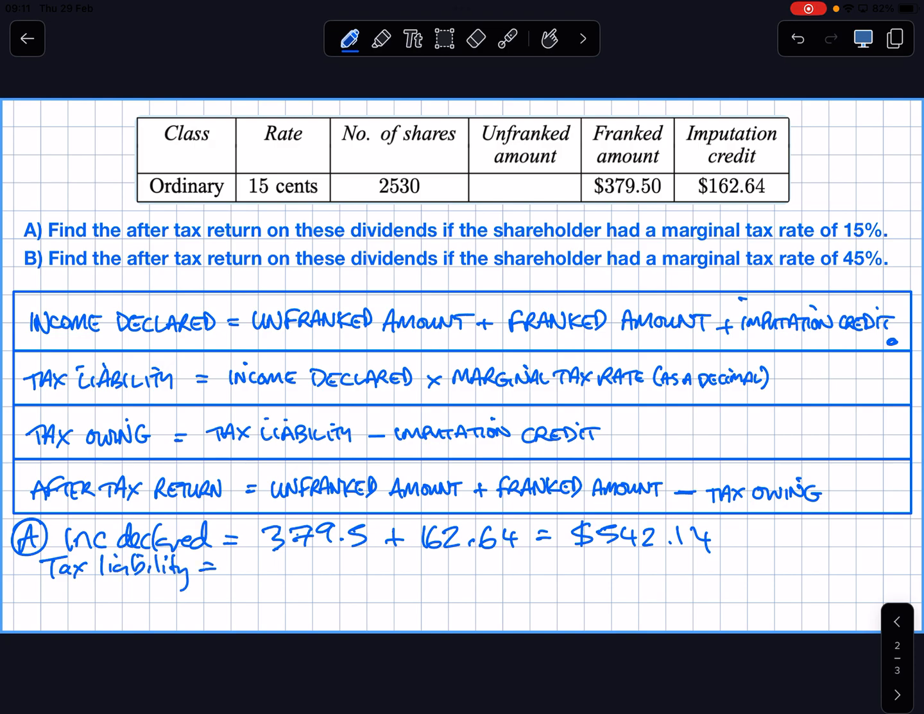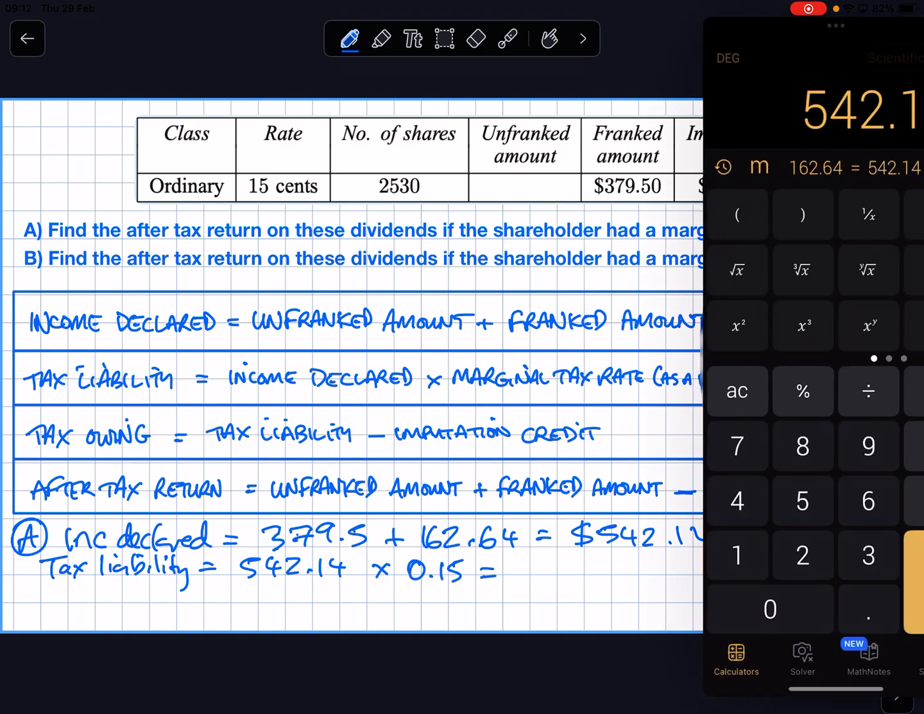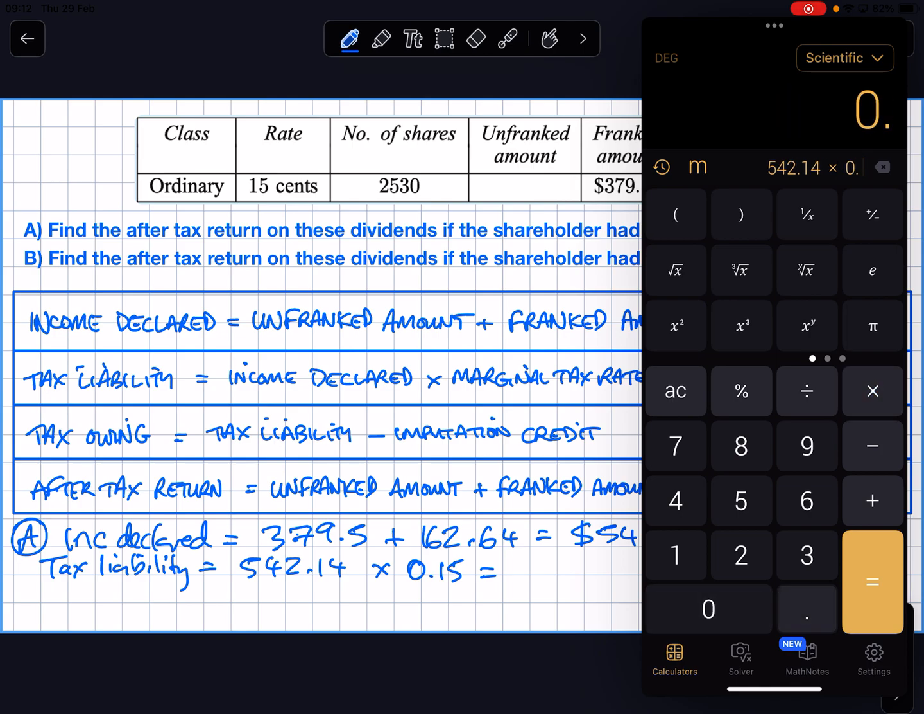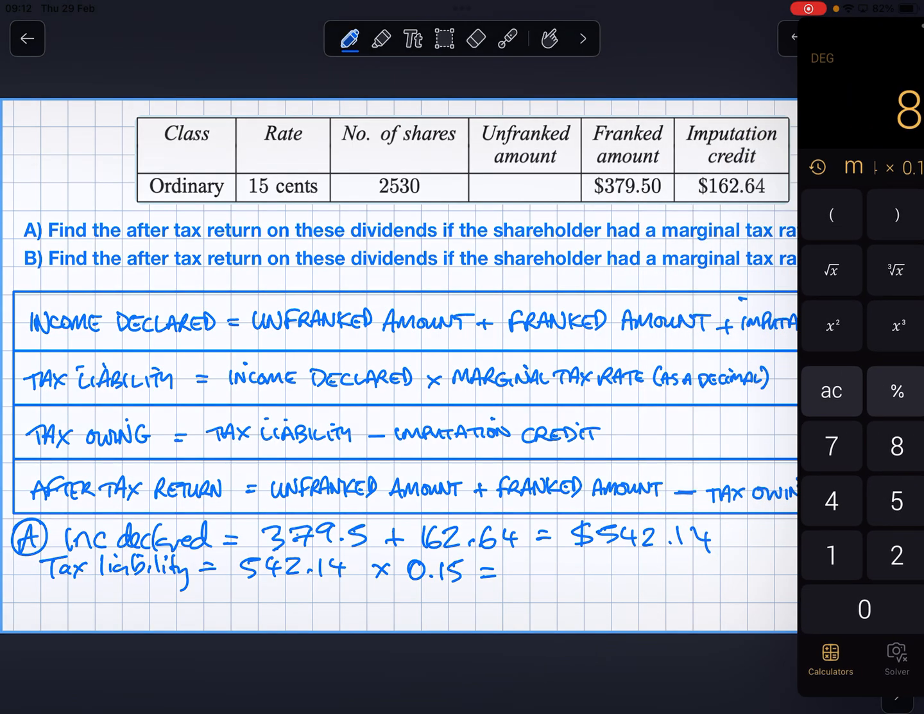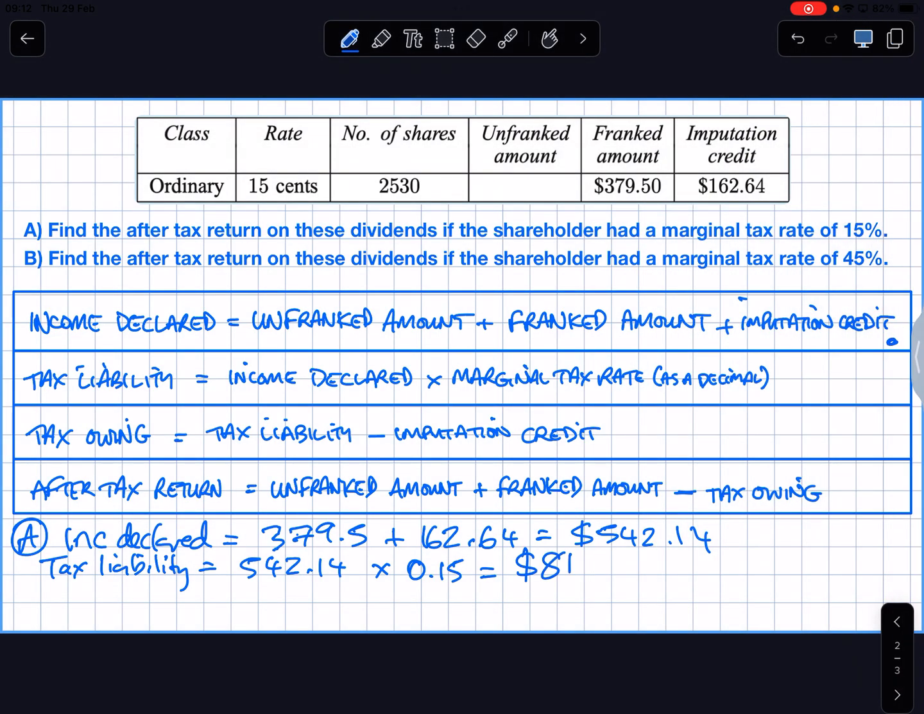Did I just find the income declared? So that number goes here, 542.14, times by the marginal tax rate as a decimal. What's the marginal tax rate in example A? 15%. What is that as a decimal? 0.15. Good. 542 times 0.15 is $81.32, rounded to 2 decimal points.